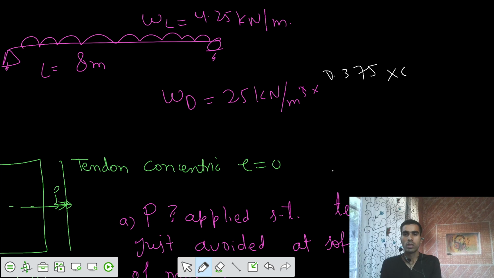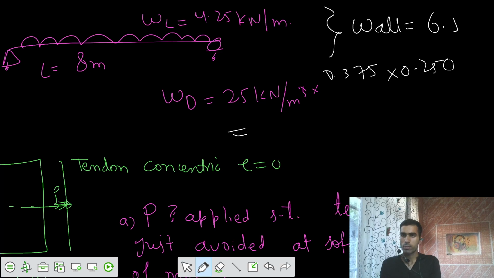0.375 into 0.250. So this is your dead load of the beam. So dead load of the beam is equal to some value such that finally I would say W all equals the sum of these two, which is 6.50 kilonewton per meter.